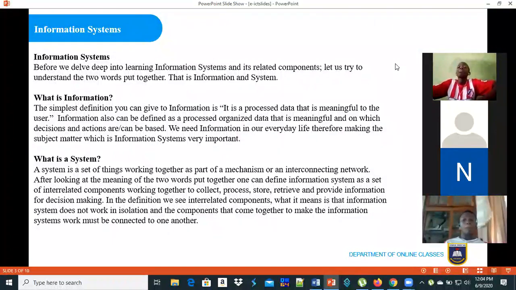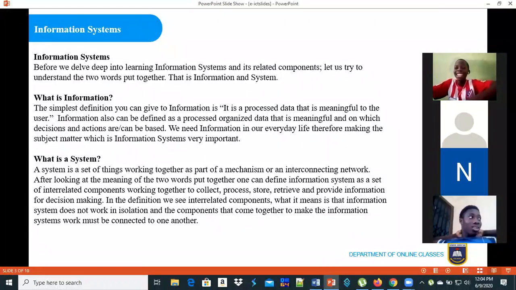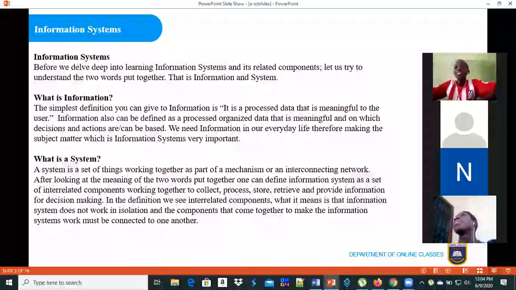Okay, last man, Victor. You've already spoken. Okay, all right. So, Donate. Information system is a set of components that work together to collect, store, and retrieve data for future use.